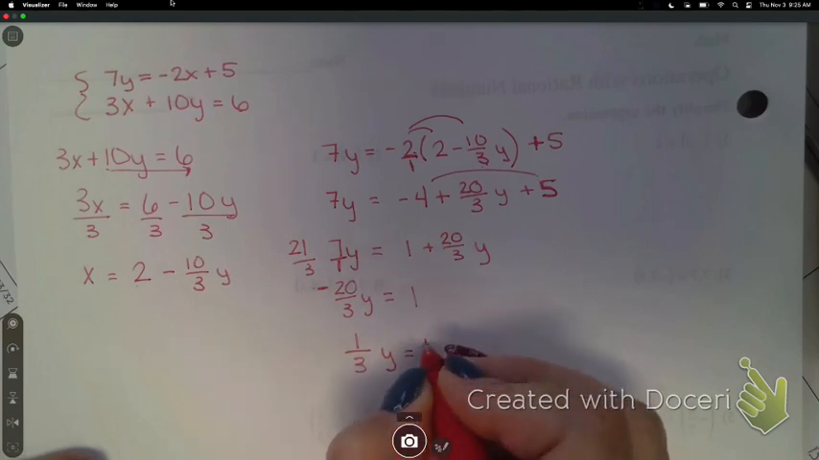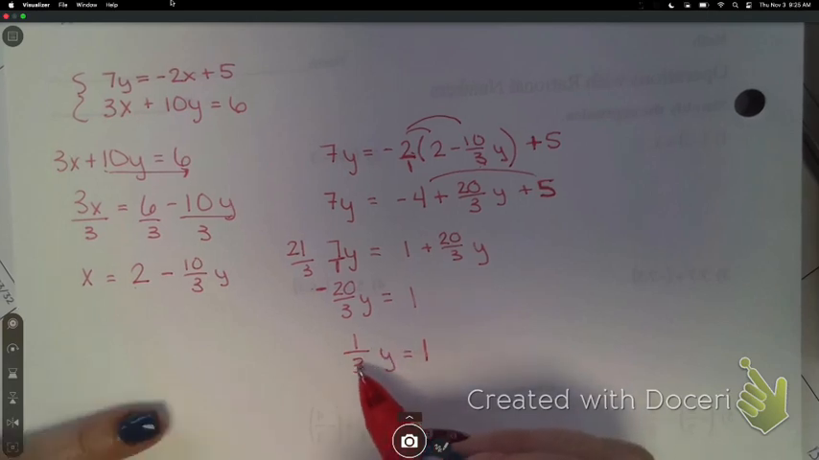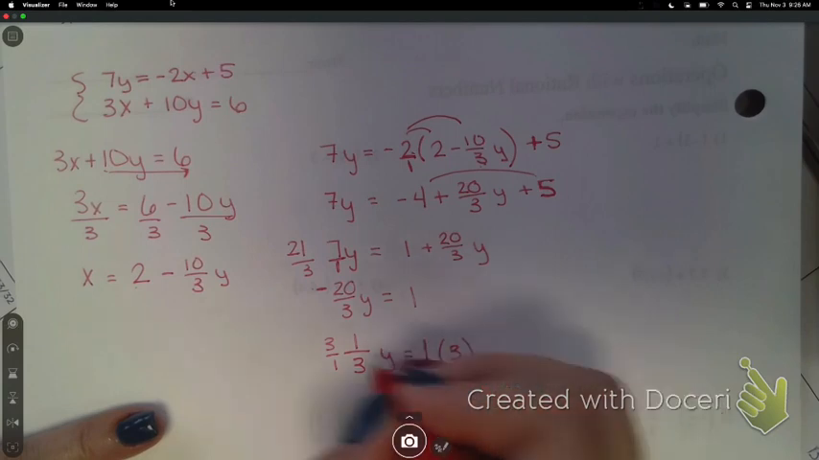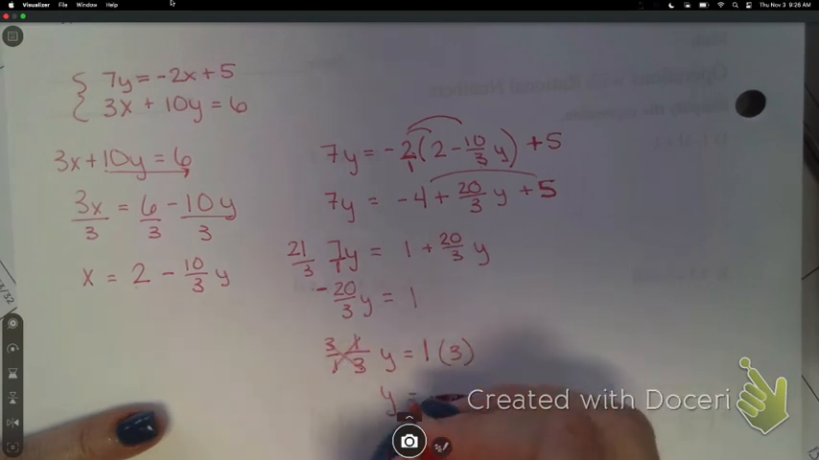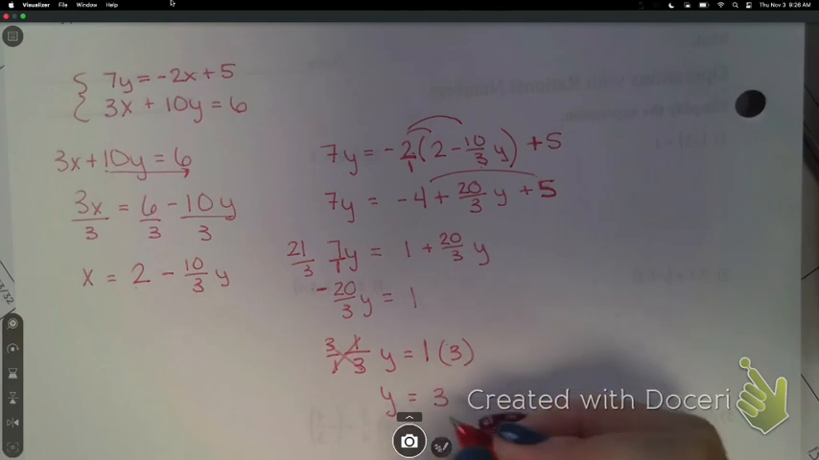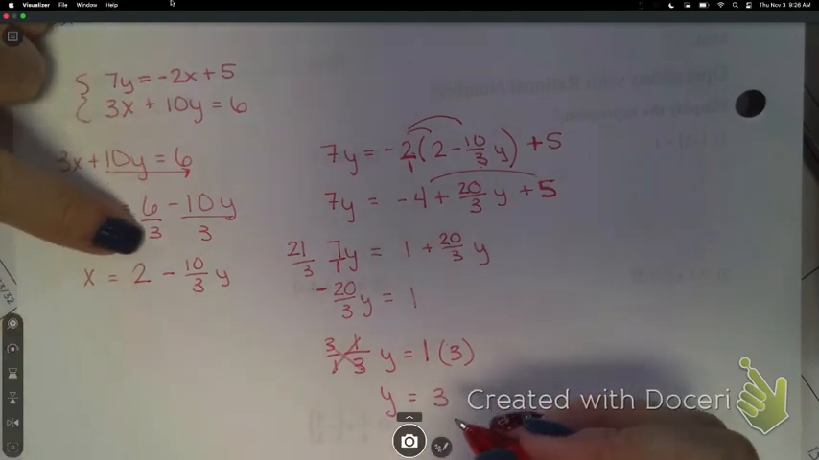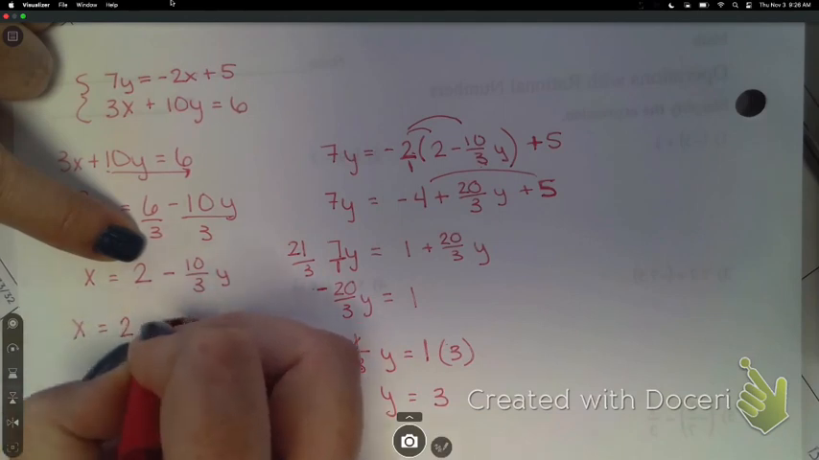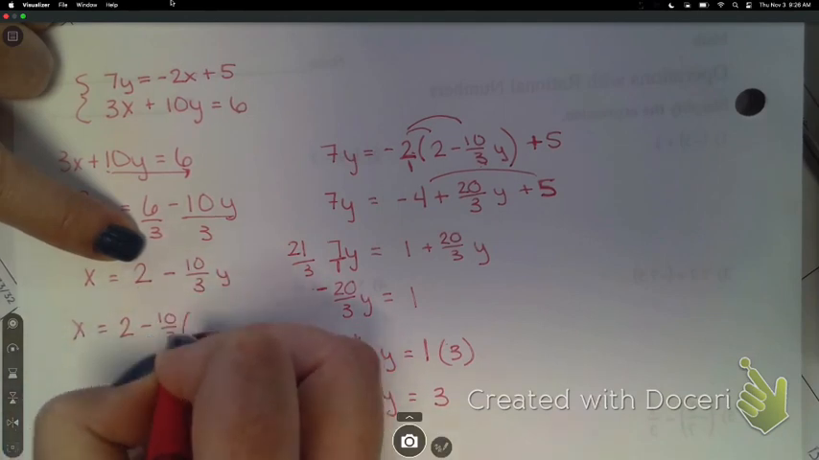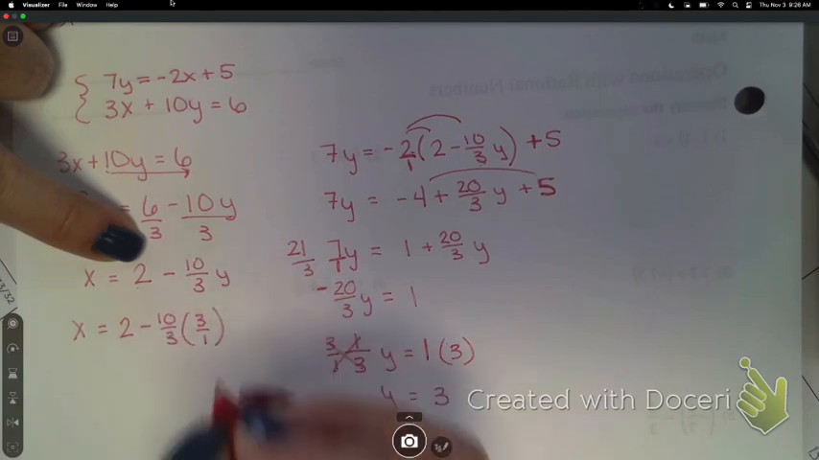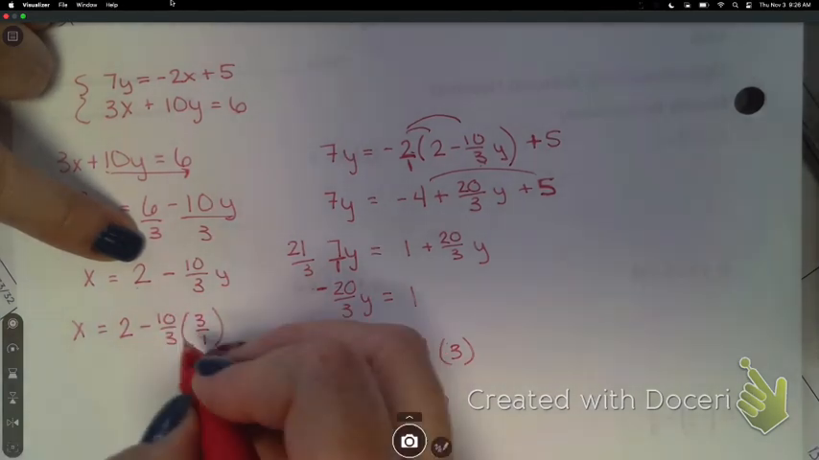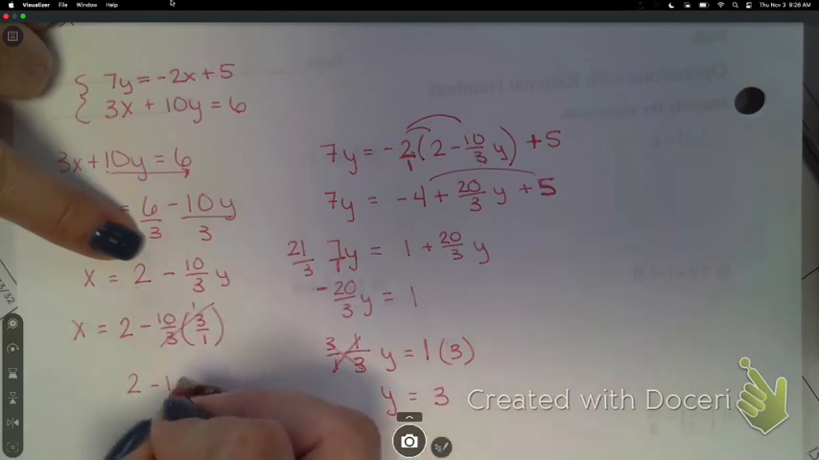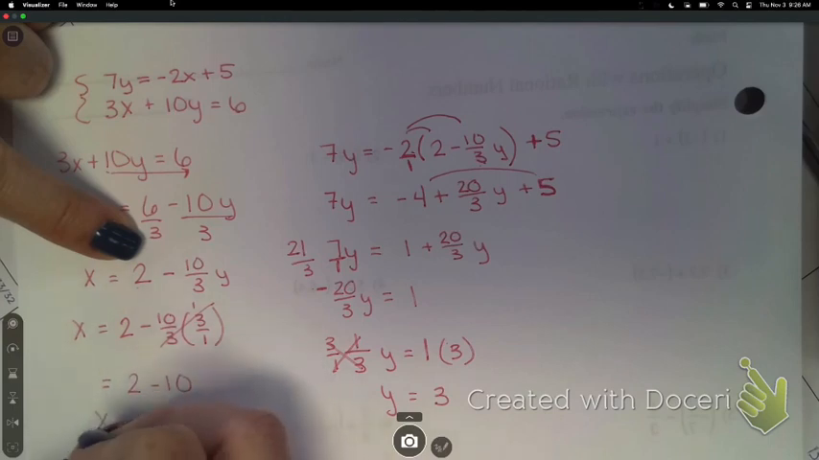Divide that by 1/3. Well, I would divide it by 1/3 or multiply it by the reciprocal, 3 over 1. So this is 1 y equals 3, and y equals 3. So now you go back up and you plug it in. So we have x equals 2 minus 10 over 3 times 3 over 1. The 3's reduce, and I'm left with just -10, 2 minus 10, which is -8.